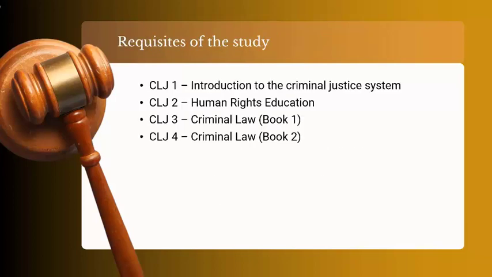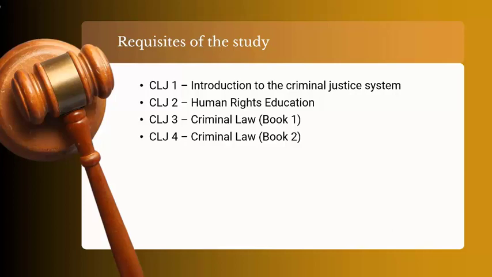Next, we will discuss the requisites of the study. Studying criminal procedure requires a grasp of various concepts that you have acquired over the years. In CLJ 1, it involves learning about the pillars of our criminal justice system, the role of various organizations and functions of the law enforcement agencies in the country, the role of the prosecutor, and the hierarchy of courts.